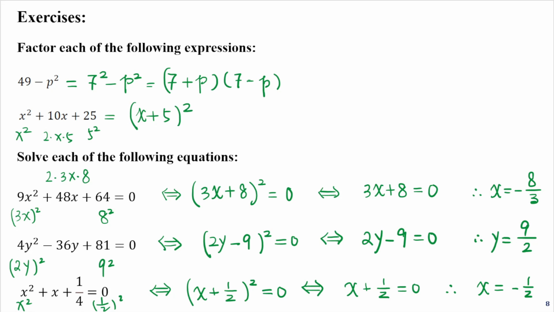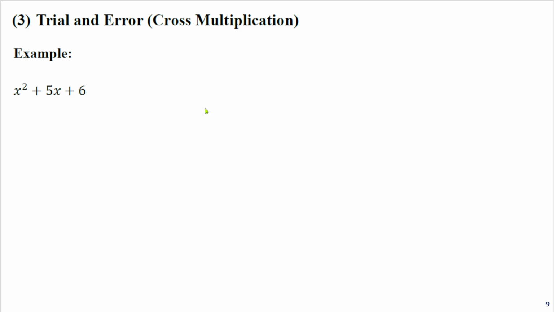Okay, if you don't have any questions, let's have a look at the third method we can use, which is called trial and error, or cross multiplication, or cross product. Let's use an example to illustrate the method here. If you have an expression x squared plus 5x plus 6, apparently this is a quadratic expression, right? And we have 3 terms, so this is called a trinomial, and usually we can use a cross product to help us factor that.